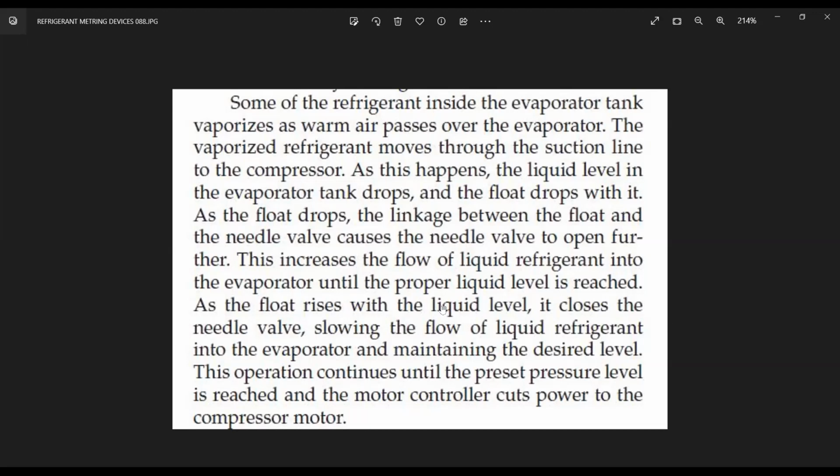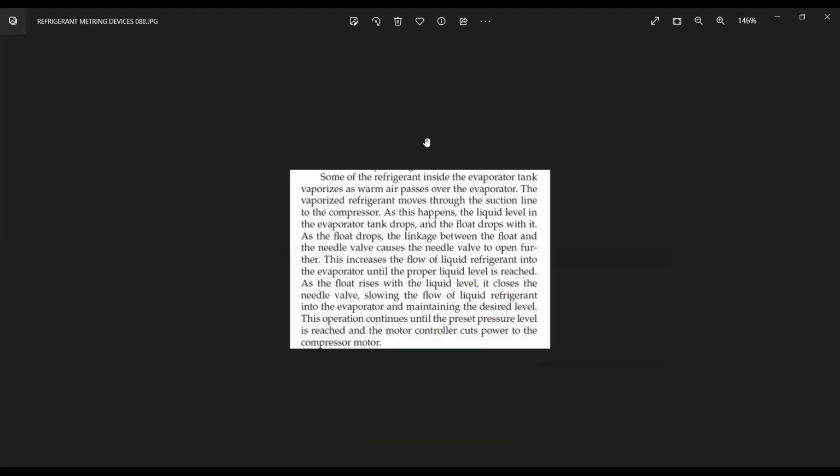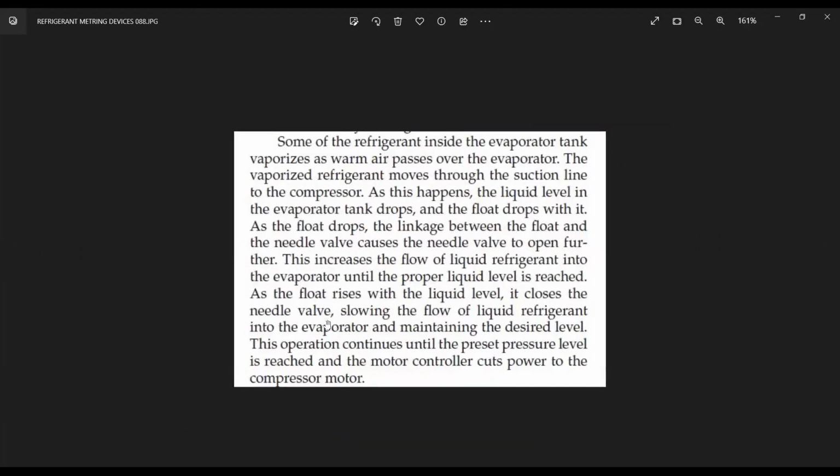As the float rises with the new liquid level, it closes the needle wall. जैसे नया आ गया, इसके अंदर वापस आ जाएगा, तो ये all needle वापस बंद हो जाएगा. So means it's a constant system. Okay. The needle wall is slowing the flow of the refrigerant in the evaporator and maintaining a desired level.